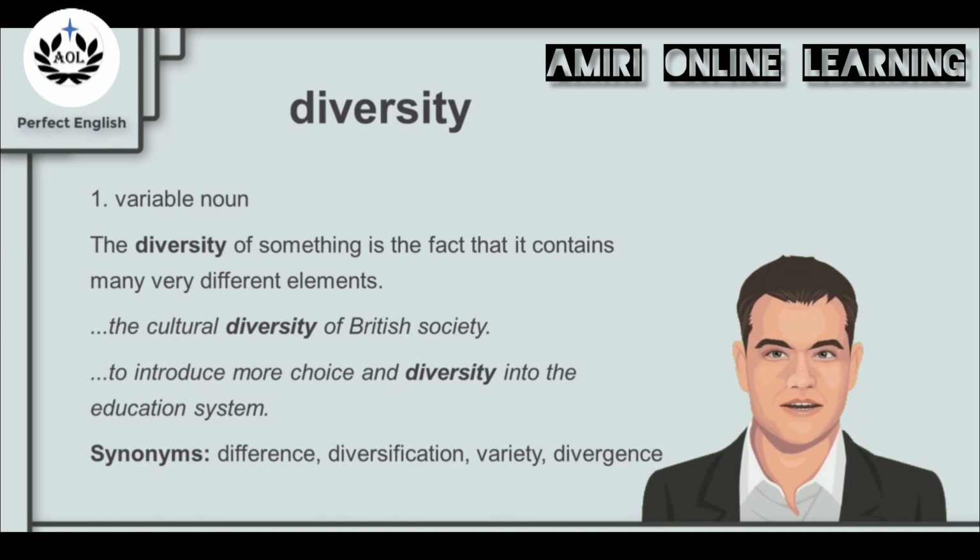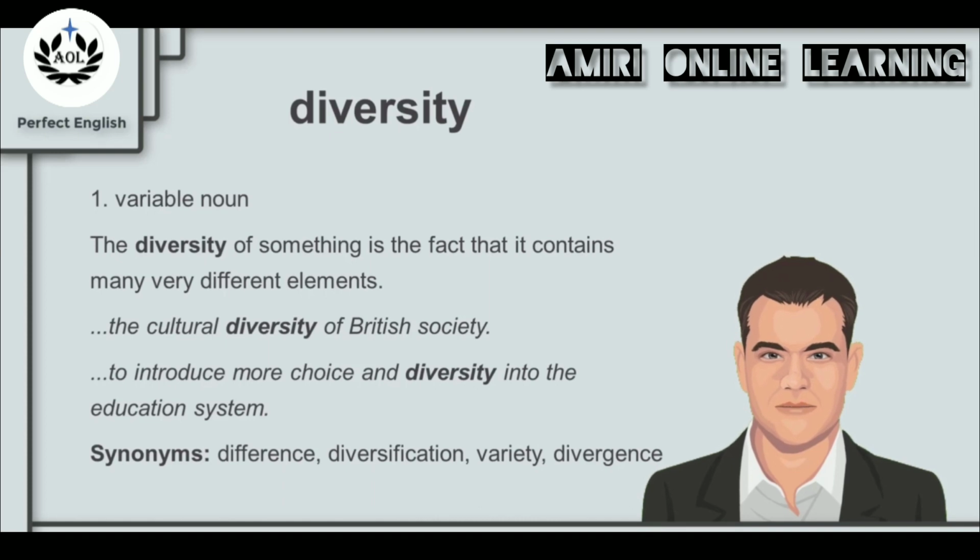The diversity of something is the fact that it contains many very different elements, just like the picture we saw. For example, we say the cultural diversity of British society. Now, in Britain, there are a lot of people who come from different places, bringing with them different cultures. So there is the cultural diversity. It's not one, it comes from many different elements.